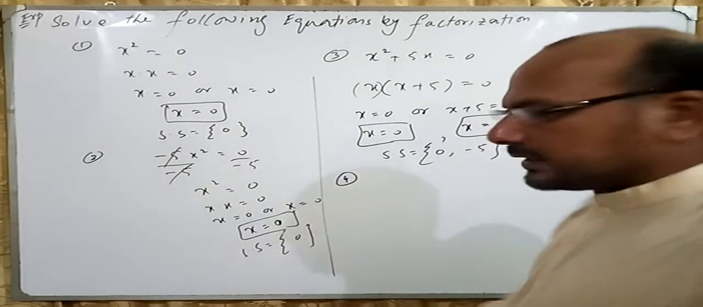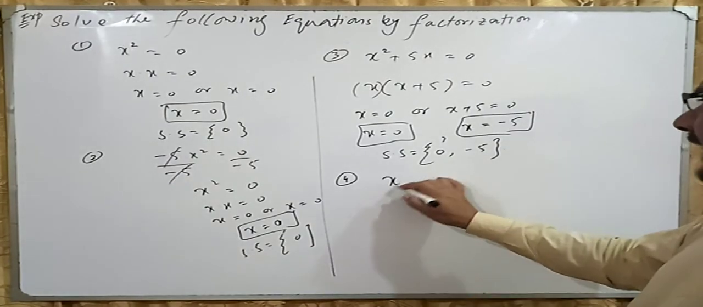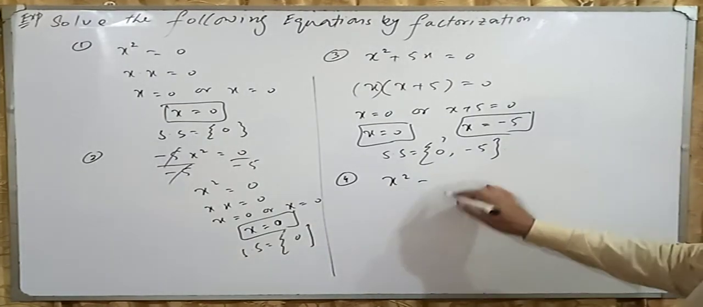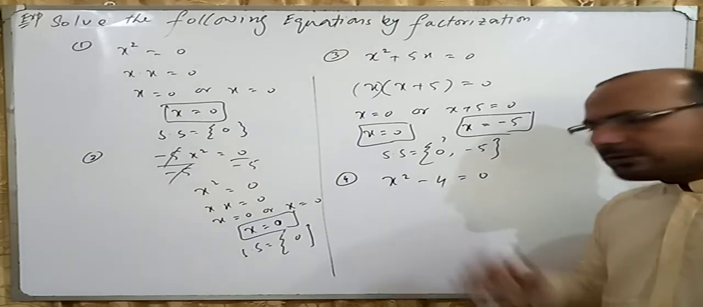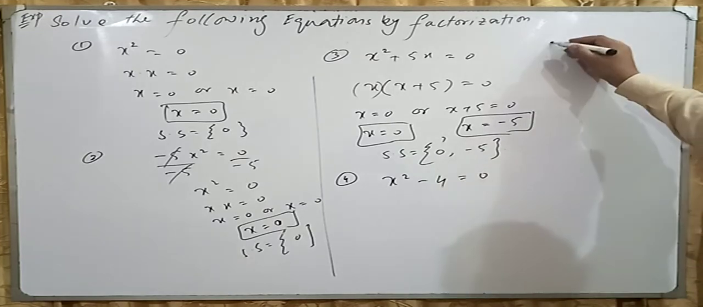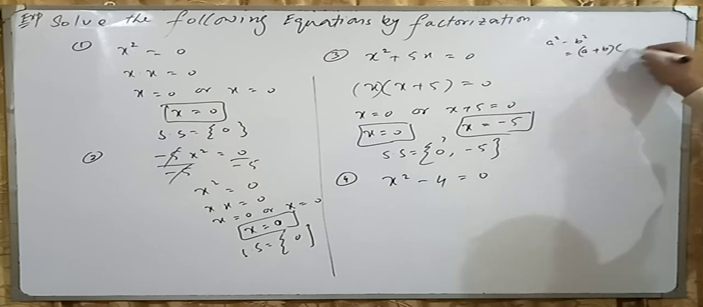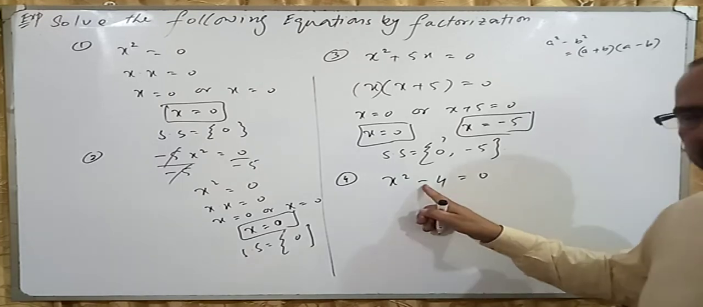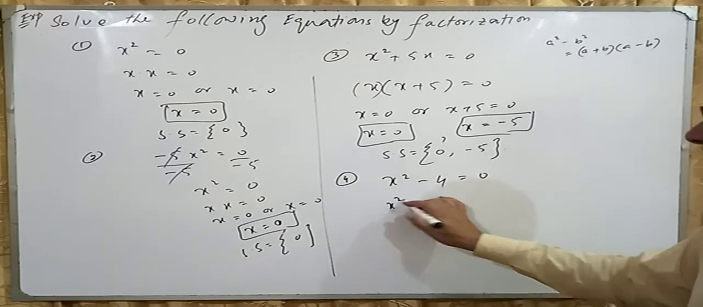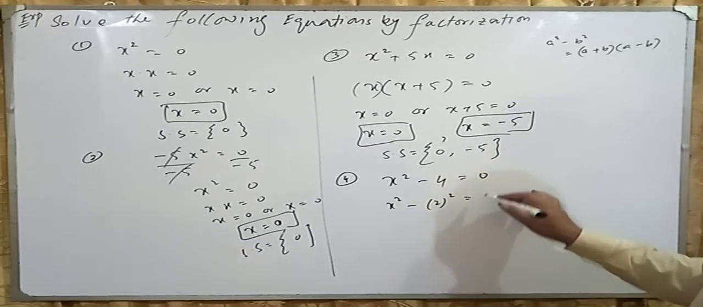Number 4, in case if we have another example like x square minus 4 equal to 0. So in this particular case we are using this formula, that a square minus b square is equal to a plus b multiplied by a minus b. You will use this formula in case of negative sign. So we can write x square minus 2 square. Instead of 4 you will write 2 whole square equal to 0.